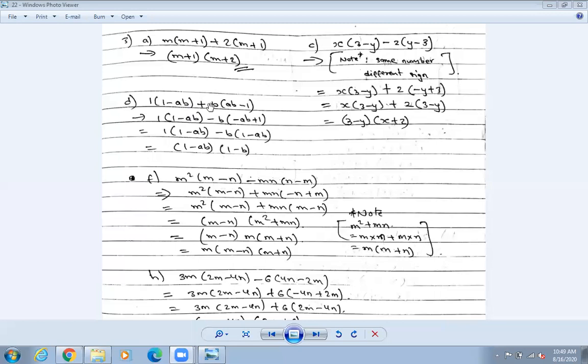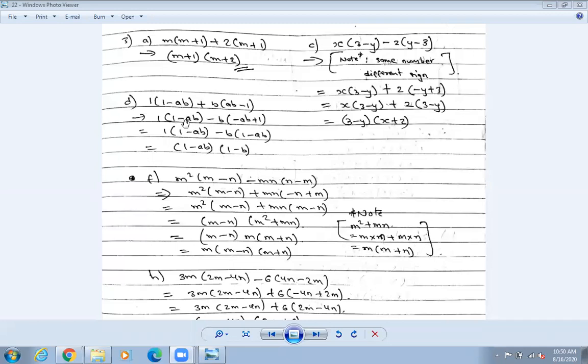Okay. So plus becomes minus. We are taking minus sign common. So minus plus minus, it's a minus. Now after that, plus AB becomes minus AB. Minus becomes plus. Okay. So minus plus becomes minus, minus becomes plus.